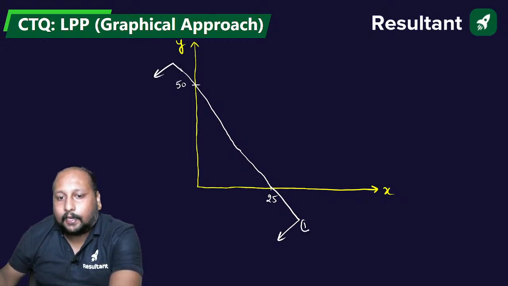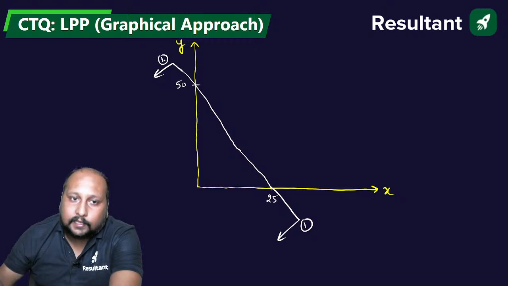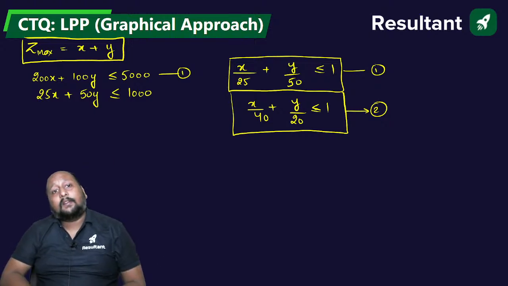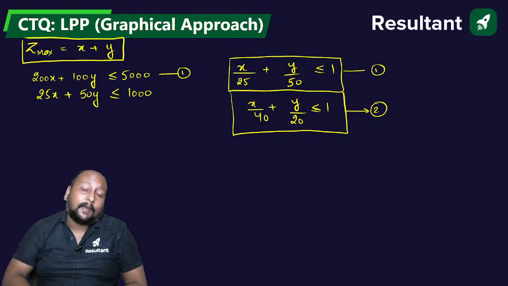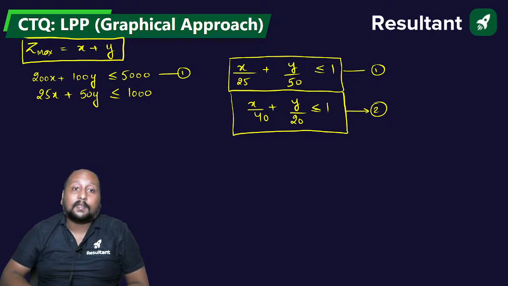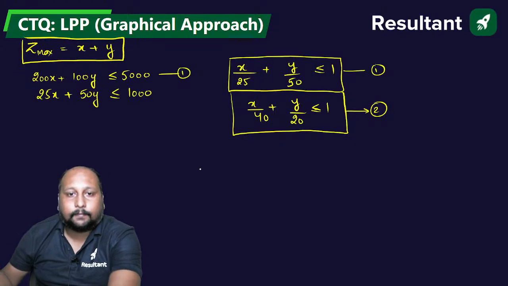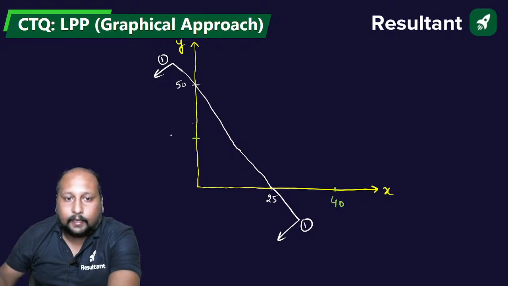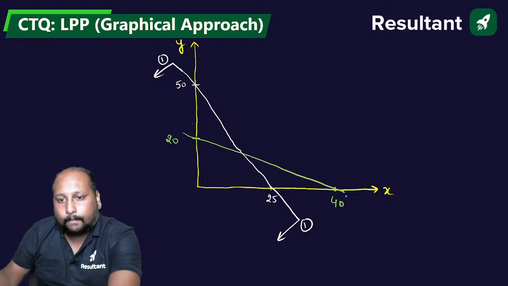So this is constraint number 1. Always write the constraint number on the arrow. Here there are only 2, so we won't have an issue, but sometimes we have 3 to 4 constraints, and then it becomes difficult to identify which line is which constraint. Fine. Next constraint we have 40, 20. Let's say this is 40 and here we have 20. So it will be something like this. All right, constraint number 2.